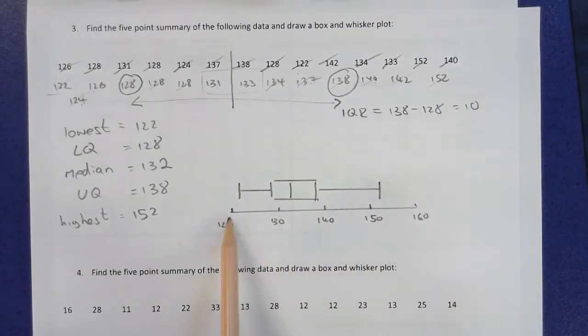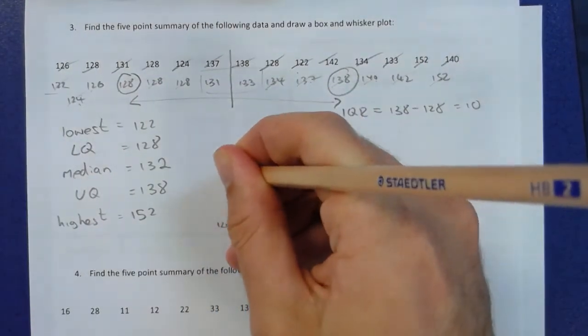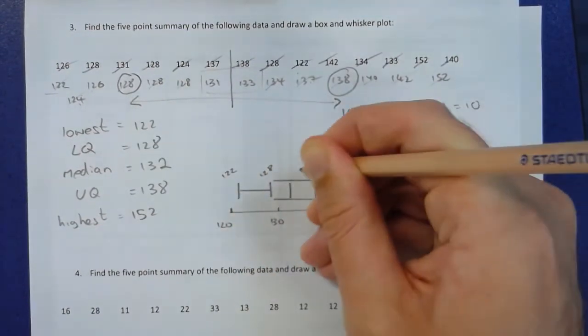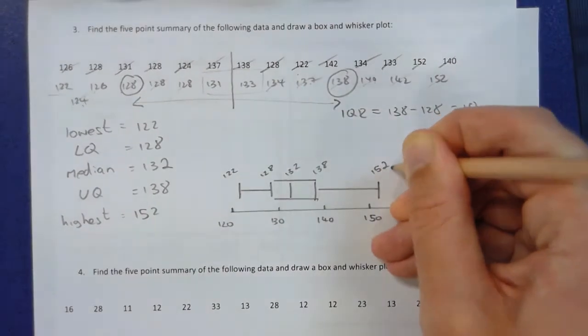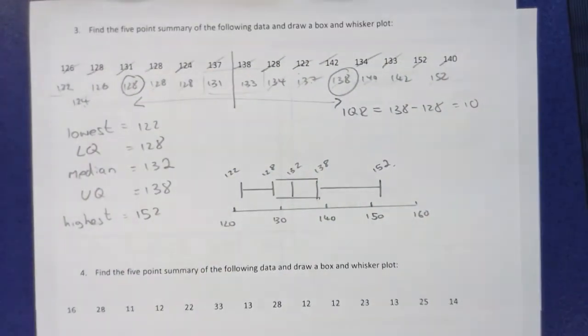Now, because you can't exactly read from the axis, this is why we do this. So 122, 128, 132, 138, and 152. Really make sure that you're doing it as neat as possible. Remember, you can watch this video backwards and pause it to see how you're going.